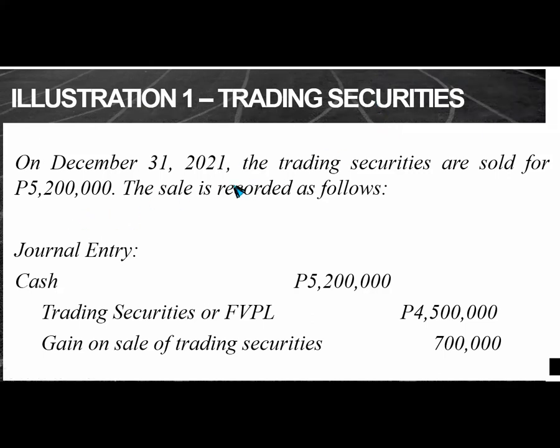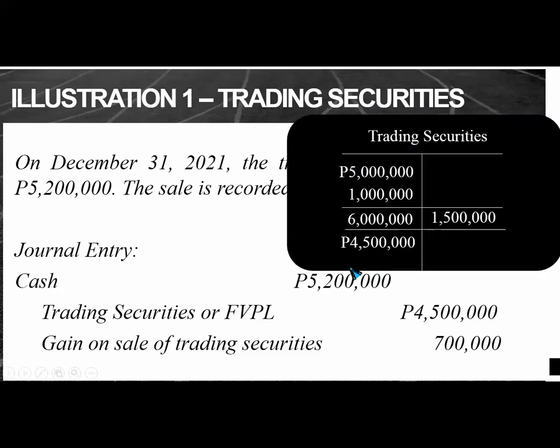So pagdating ng December 31, what if the trading securities are sold for 5.2 million? Di ba, meron na tayong balanse na 4.5 million. So, ibig sabihin, ibebenta natin ito at 5.2 million. If you're going to compare, kung titingnan natin, selling price niya ay 5.2 million. So compare mo yan dito sa kanyang carrying amount na 4.5. So there's a difference of 700,000.